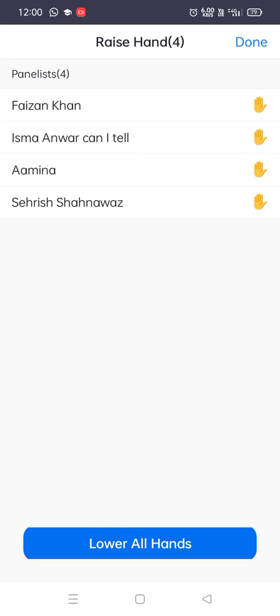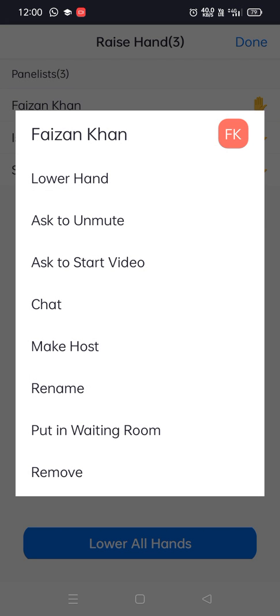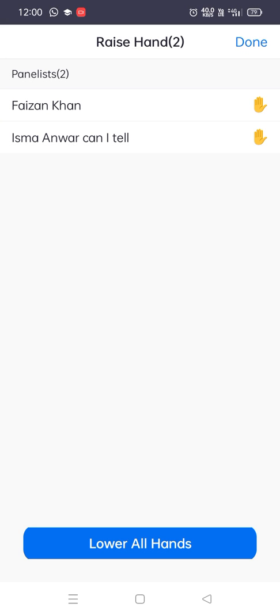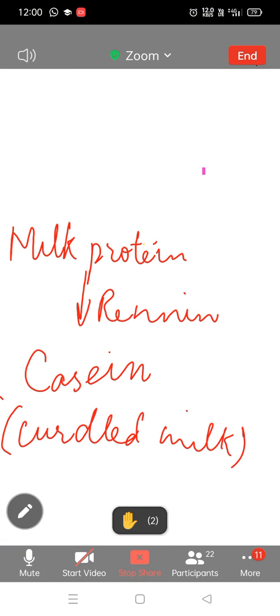Yes, why are these four hands raised? Yes, Faizan, what do you want to know? Faizan, ma'am, what do you want to say?